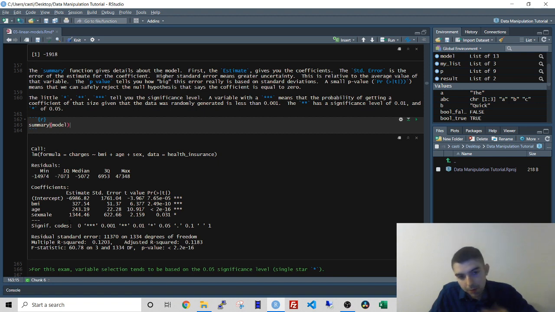The other insight is from the residuals. This tells you the median residual, the max, and the min. Ideally, you want the median to be close to 0, because you want your model to be overestimating as often as it's underestimating. And you don't want to have really extreme outlying values, which means that you want your max and your min residuals to be reasonably small.